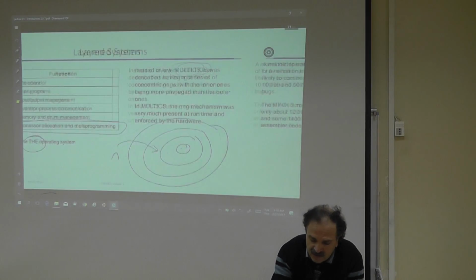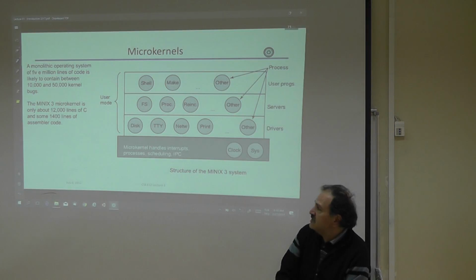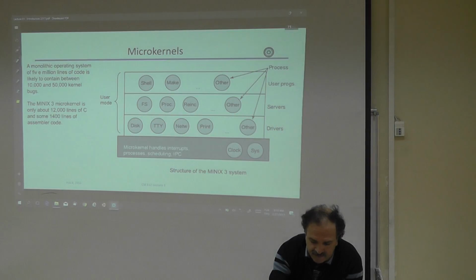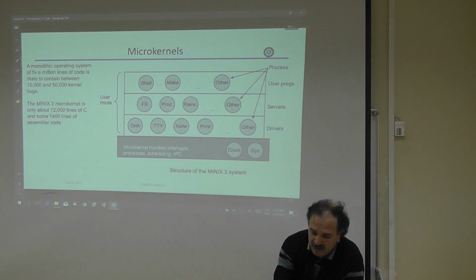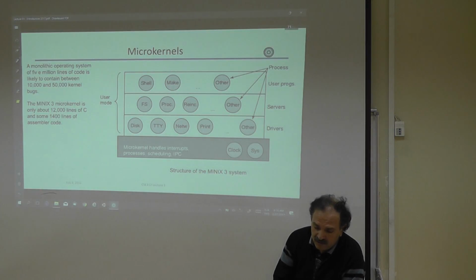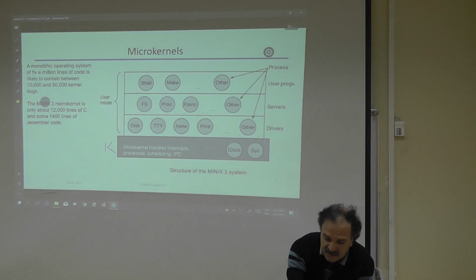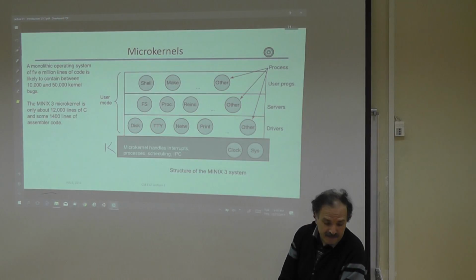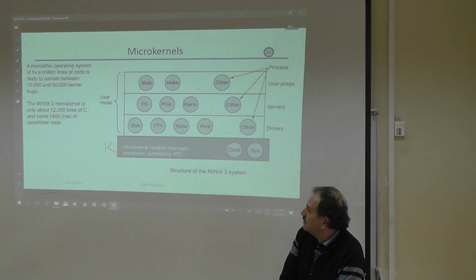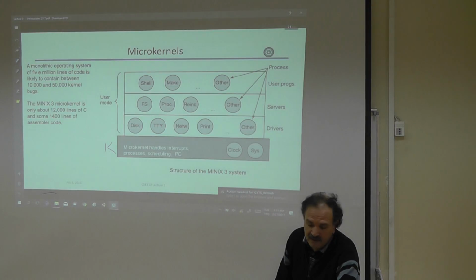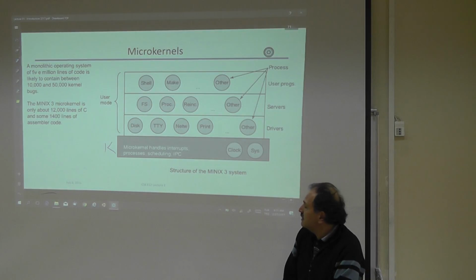Related to the layered system structure, since it is easier to find errors with layers, some people say, let's keep the kernel, which holds the main system routines, very small, with only clock interrupts and other very basic procedures. In Minix, an operating system designed and implemented by Tannenbaum, the author of this textbook, and which you can download and run everywhere, the kernel is only 12,000 lines of C code and 1,400 lines of assembler code. So it is a very, very small kernel. That's why it is called a microkernel. So what is the advantage?